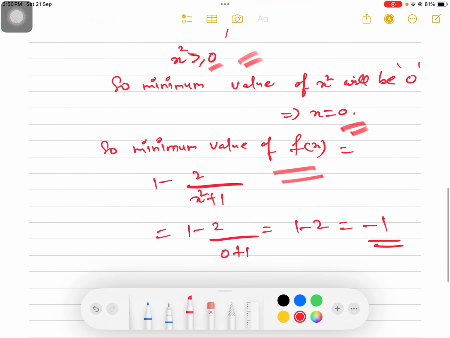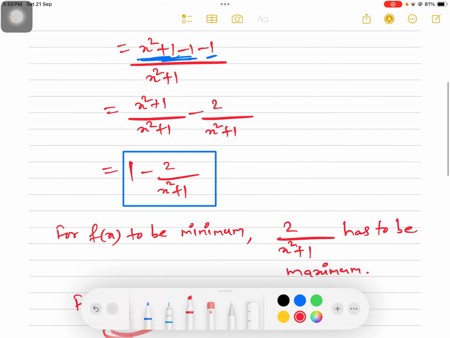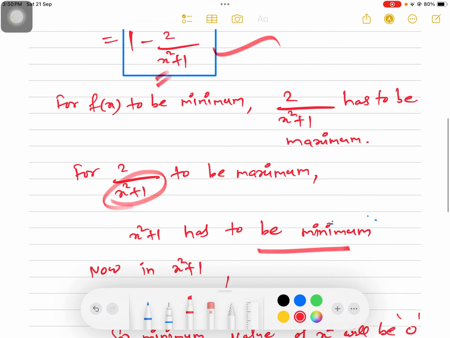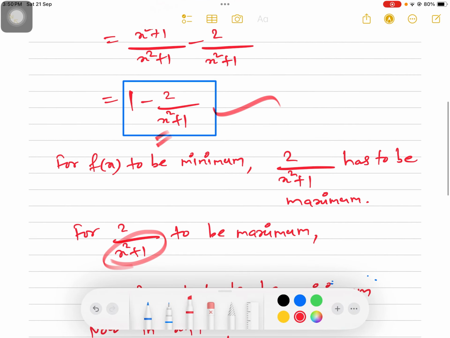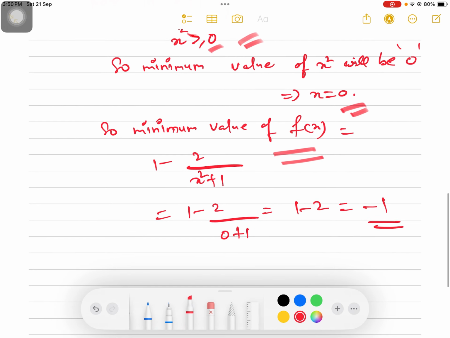So the minimum value of f of x will be, what was the function? This function is reduced to the form 1 minus 2 by (x square plus 1). Now instead of x we can keep 0, because x equals 0 makes the overall function minimum. So 1 minus 2 by (0 plus 1) is 1 minus 2 only, and the answer will be minus 1. So this will be the minimum value given by the function.